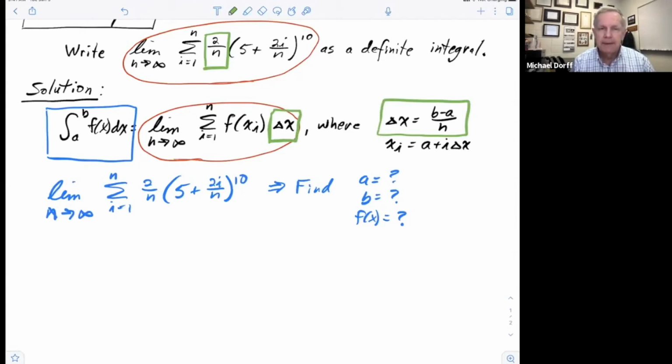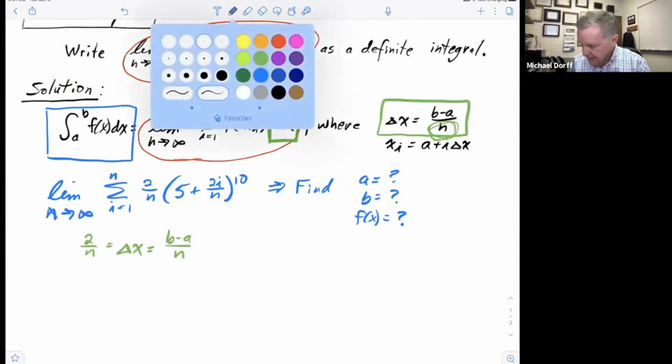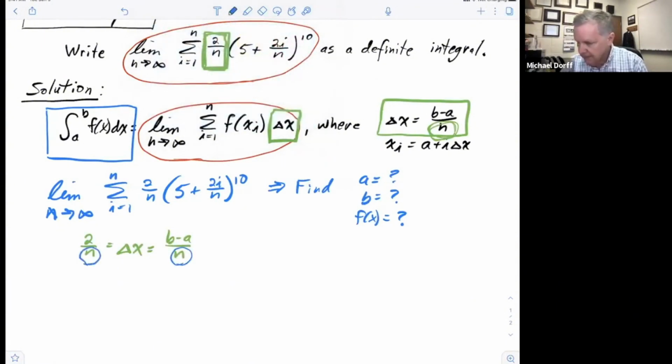But what's important is that I have the letter n in the denominator of this first green box here, and in the formula for delta x, I have an n in the bottom there. That gives me a clue that those two are connected. So from that, we get that 2 over n is going to equal delta x, which is (b minus a) over n. Again, the key is that I have an n here and an n here. And what does that tell me then? Well, that tells me that b minus a has to equal 2. That doesn't tell me what b is or what a is, but as soon as I can figure out one of those, then I'll know what the other one is.